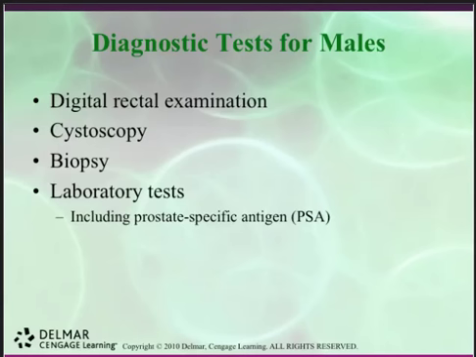Biopsy, again, is just a sampling of the tissue. A cystoscopy is examination of the bladder using a cystoscope, and there are also lab tests you can perform, such as the PSA test, which is a blood test to detect a prostate-specific antigen.